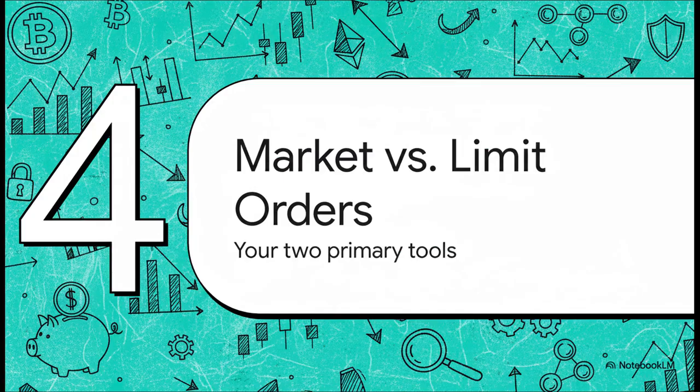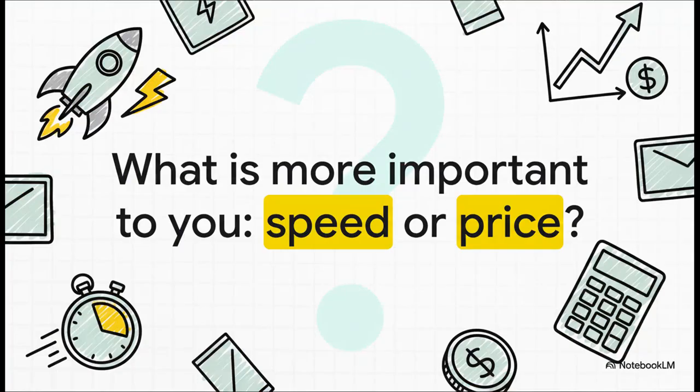Okay, let's double click on that second step because this one's a biggie. Choosing your order type. This is your first real strategic decision. You've got 2 main tools in your toolbox here, a market order and a limit order. Knowing when to use each one is going to be a game changer for you. And the way to decide is to ask yourself one very simple question. For this trade, right now, what's more important to me? Speed or price? Do I need it done now or do I need it done at a price I choose?